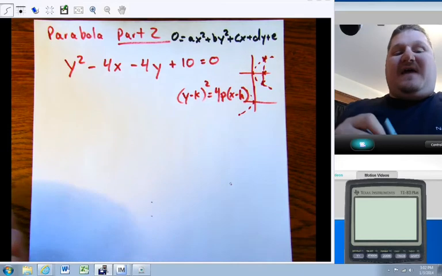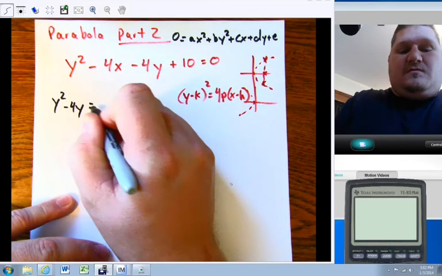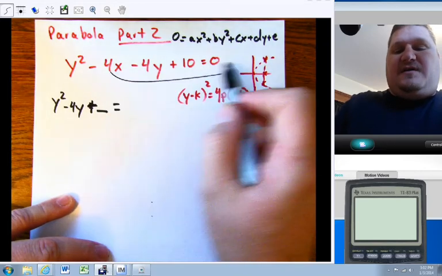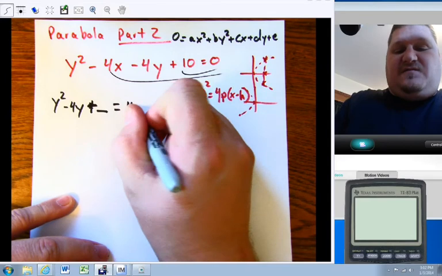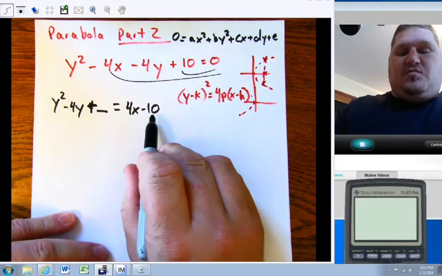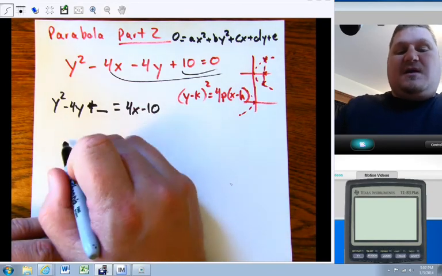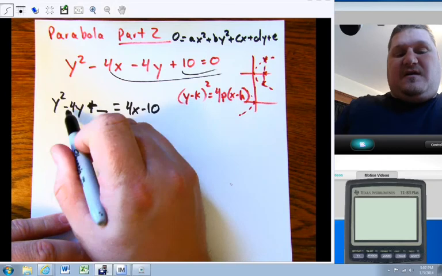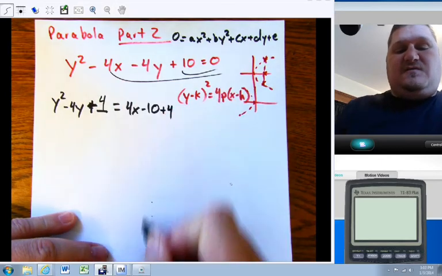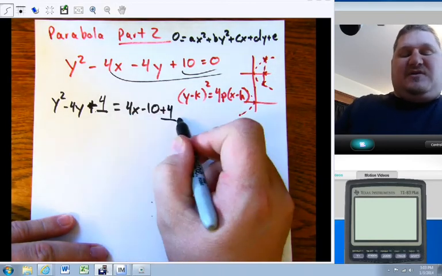With that, we're going to get all the y's together, plus blank equals, and get all the other stuff to the other side. So I have 4x minus 10. Now, in this case, we're probably going to end up with some sort of fraction, so don't freak out. Let's complete the square. Cut it in half, I get negative 2 squared, I get 4. But if I do that here, I must do that here. So remember, we balance the plus 4 on both sides.